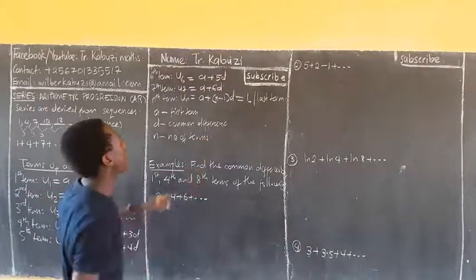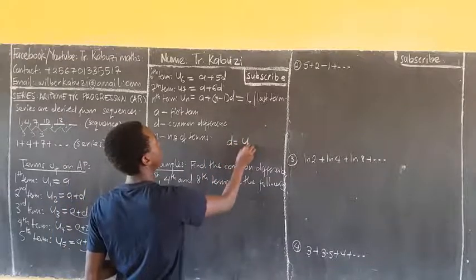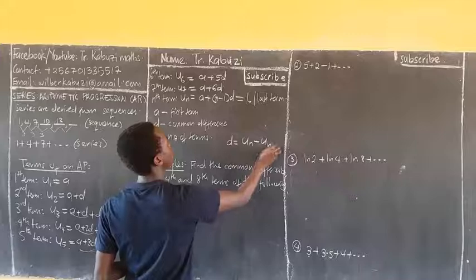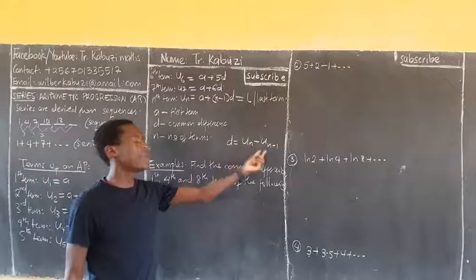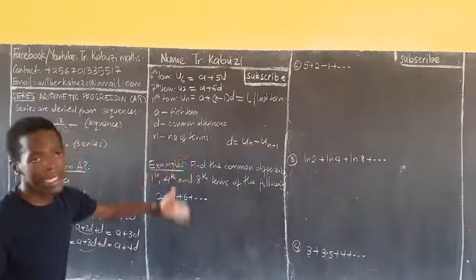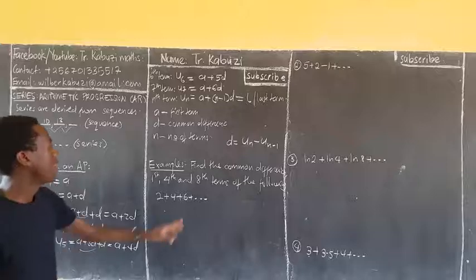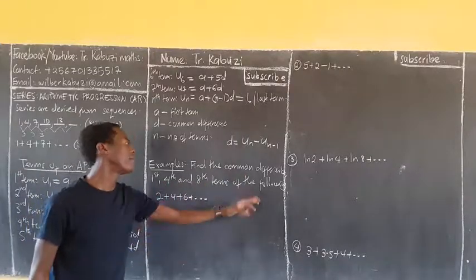So from there, the question is how do you get our D? Always our D is given by a term minus the term before it. So to get the common difference, always get a term then minus the term before it. So that's it. Now, the examples. Find the common difference, the first, fourth, and 8th terms of the following.